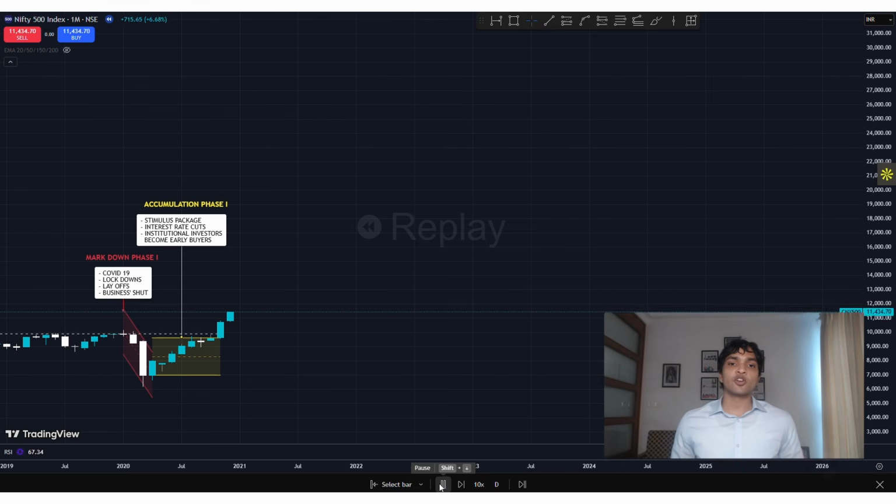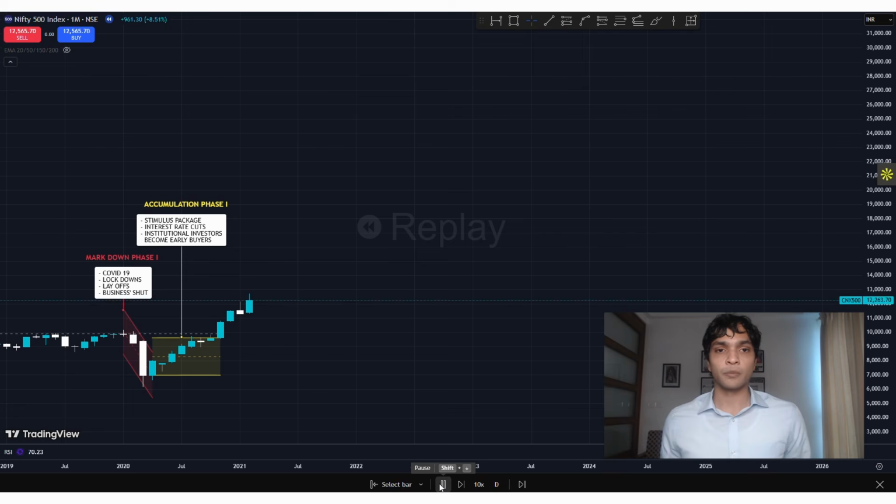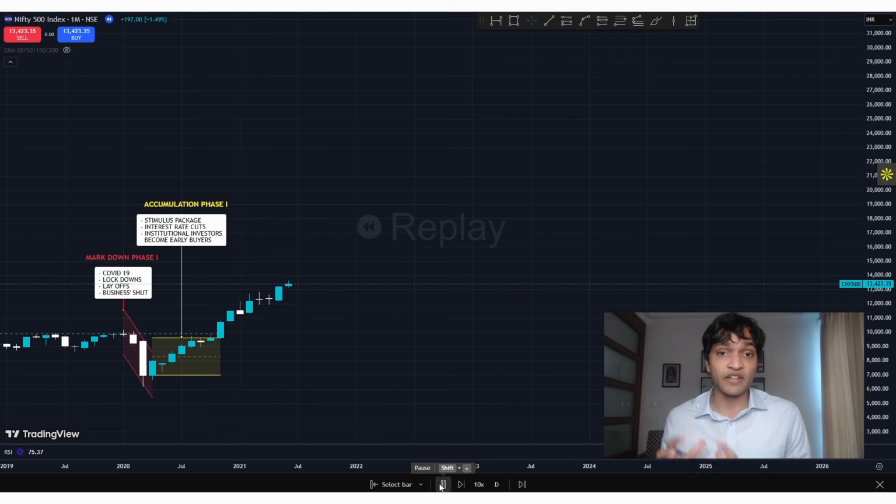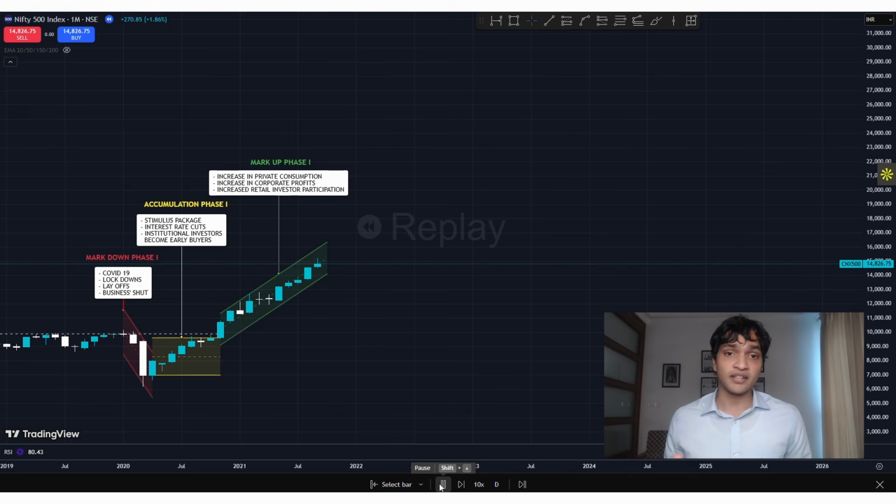Eventually, as the economic stimulus makes its way through the economy, it causes a rebound. Spending increases and corporate profits improve significantly. This, paired with an increase in retail investor participation, fueled the mass adoption of discount broking apps, results in equity prices rising significantly, as seen in the prolonged markup phase, which lasted for about a year.